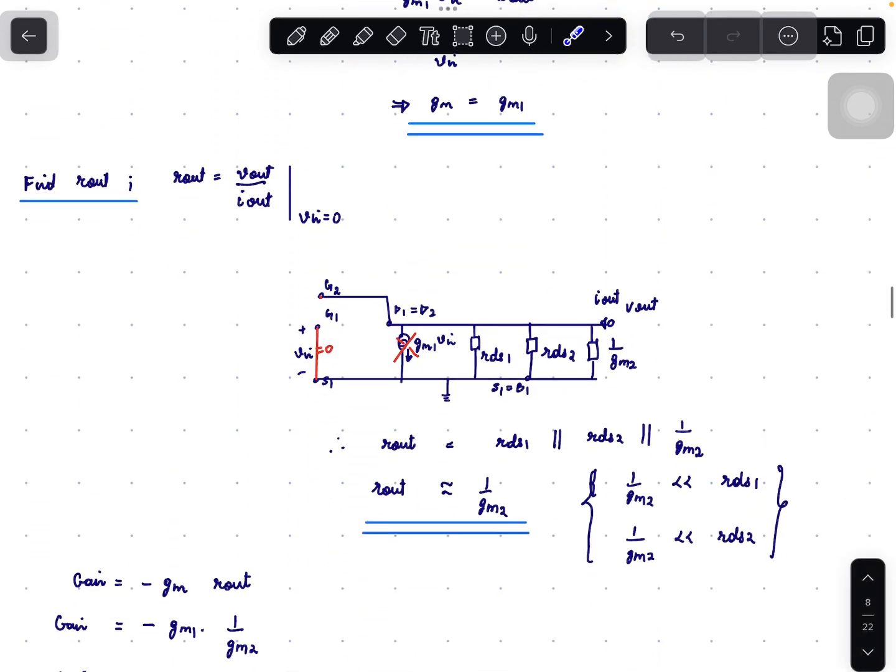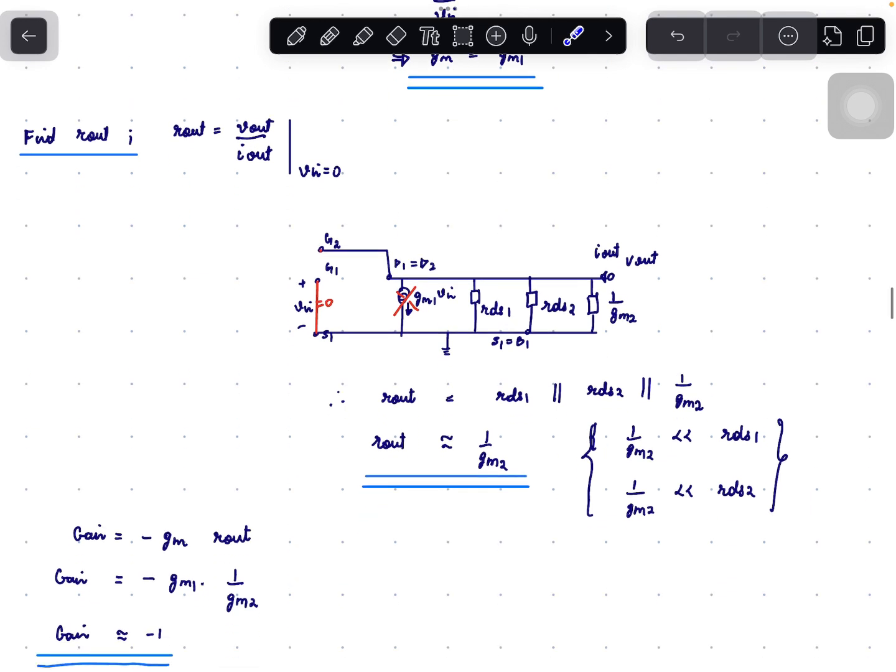Finding Rout. Rout is equal to Vout by Iout, given Vn equals 0. So short Vn. Here the voltage controlled current source value will be 0, so you can open this circuit. Here Vout is nothing but Iout times RDS1 parallel RDS2 parallel 1 by GM2.